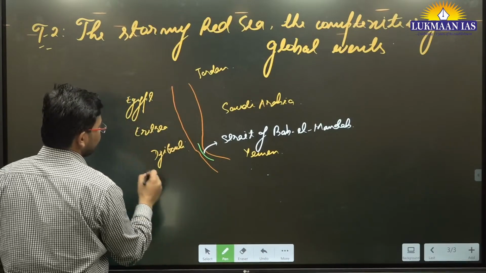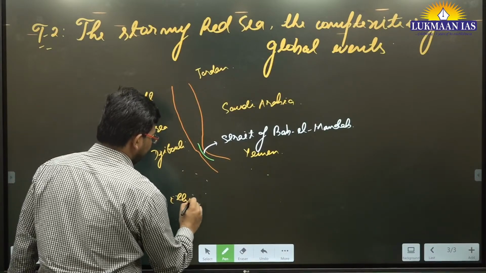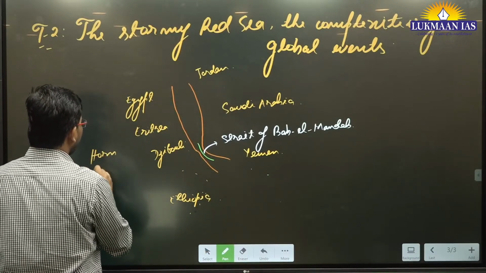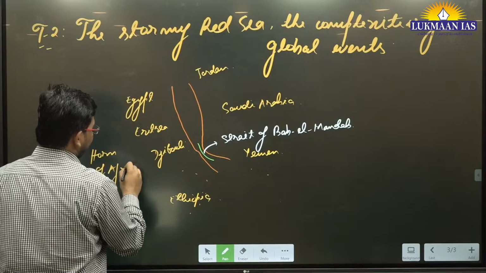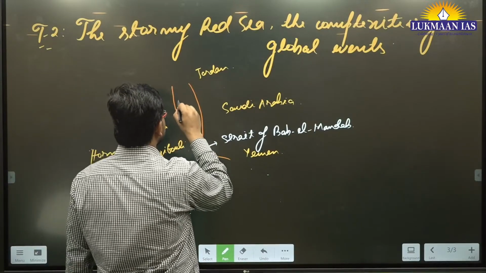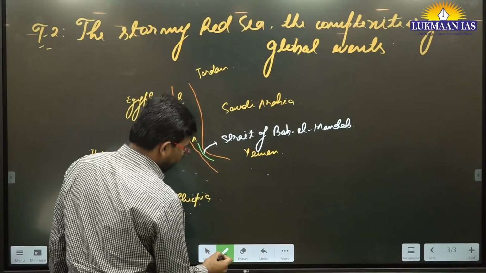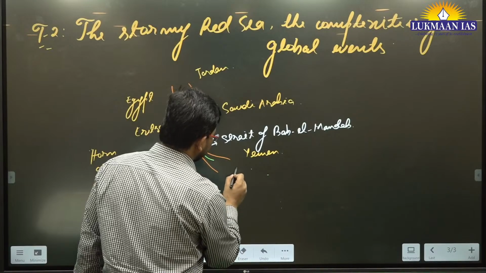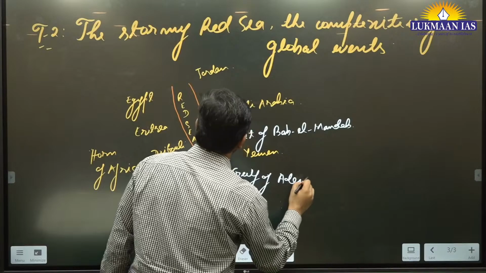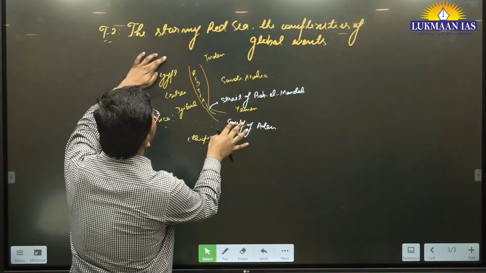We have Ethiopia. Basically this particular region is known as the Horn of Africa. This is the region of the Red Sea, R-E-D, Red Sea. And here we have the Gulf of Aden. This is the location.